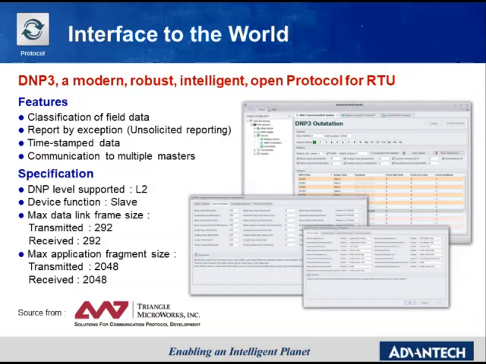DNP3 is one of the modern, robust, intelligent, open protocols Advantech 3600 supports. As shown in this slide, it has lots of powerful features, such as the classification of the field data with timestamps, report by exception, and communication to multiple masters. DNP3 is widely used in SCADA systems for the power and energy vertical area. We will have more introduction in Module 4.